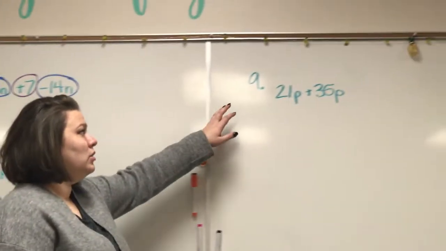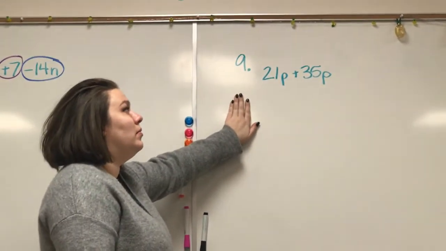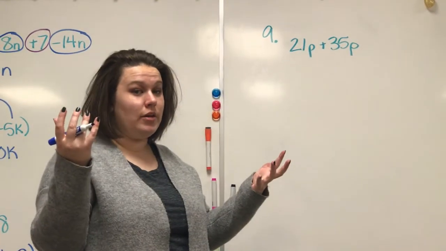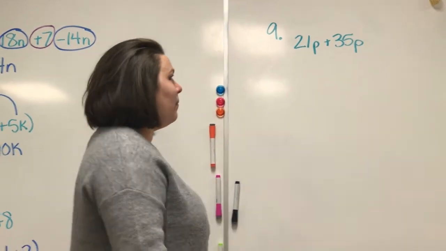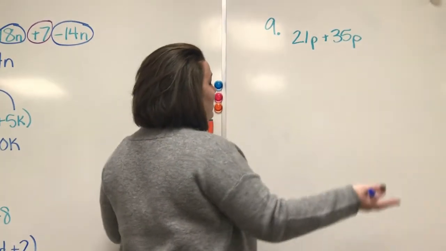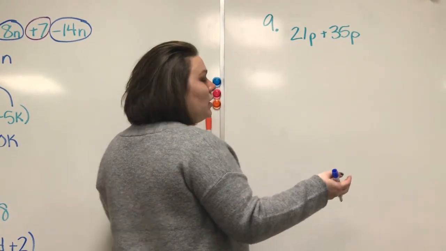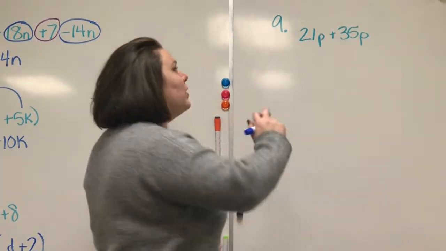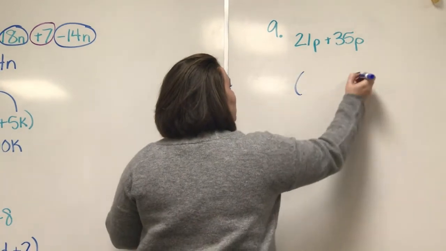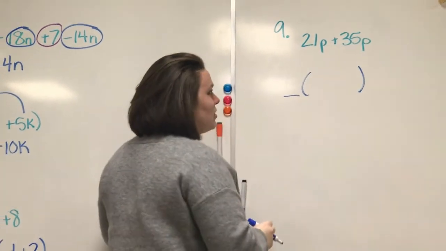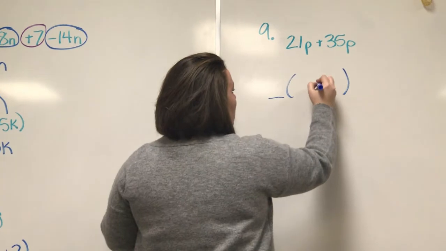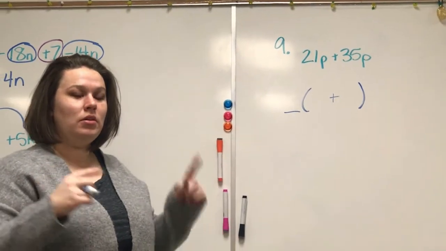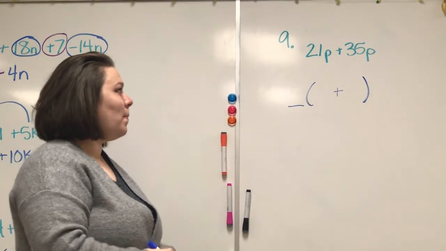Number 9, they both have P, and so in all reality, you could just combine those like terms. And you could say it's 56P. However, they want you to do distributive property with it and put the parentheses with the number on the outside. Keep your same symbol in the middle. Give you a minute, see if you can come up with the right answer.